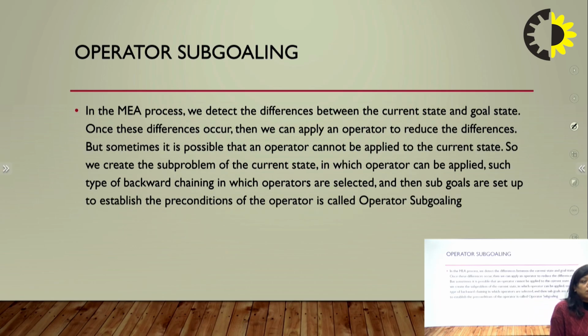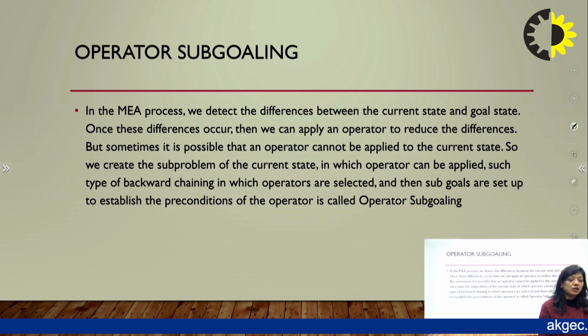Now, what is operator subgoaling, which we use in the MEA process? In the MEA process, we detect the difference between the current state and the goal state. Once these differences occur, we can apply an operator to reduce the differences, but sometimes it is possible that an operator cannot be applied to the current state. So we create a subproblem of the current state in which the operator can be applied. Such a type of backward chaining, in which operators are selected and then subgoals are set up to establish the preconditions of the operator, is called operator subgoaling.